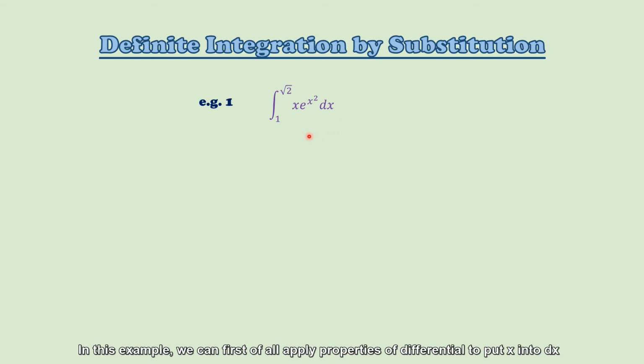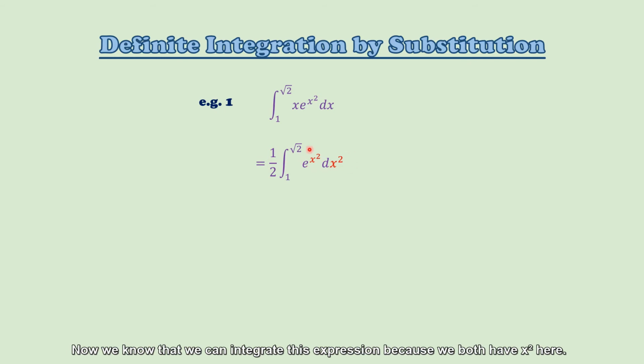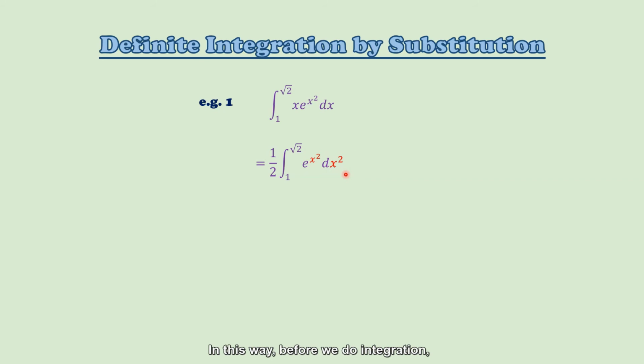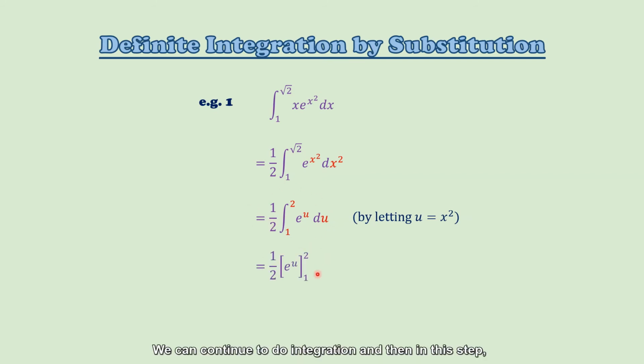In this example, we can first of all apply properties of differential to put x into dx, so that I can get dx squared times half. Now we know that we can integrate this expression because we both have x squared here. In this way, before we do integration, we can first of all rewrite x squared with u. And we should also rewrite the limits, so that this expression can be somehow simplified. We can continue to do integration, and then in this step, we should substitute 2 and 1 into the new variable u. And this is the final result of this definite integration.